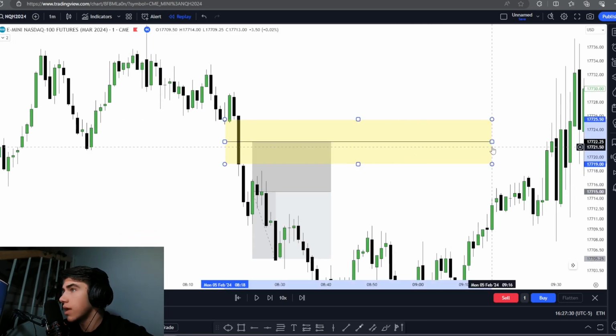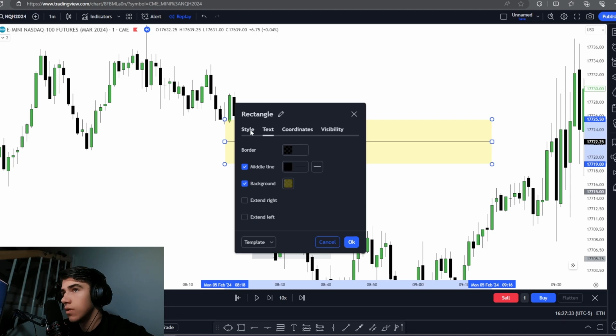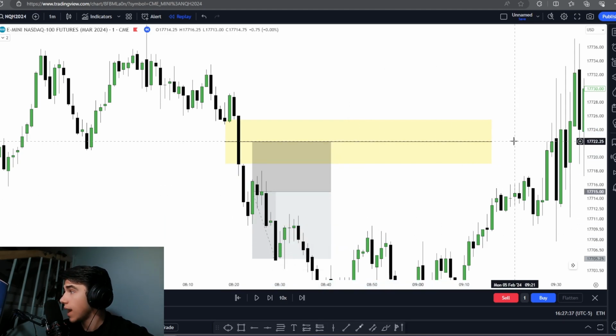An easy way to mark this out is just to go into settings here, go into style, and then enable that middle line, right? That is the middle point of the fair value gap, and that is a very, very valid place to place your stop loss.